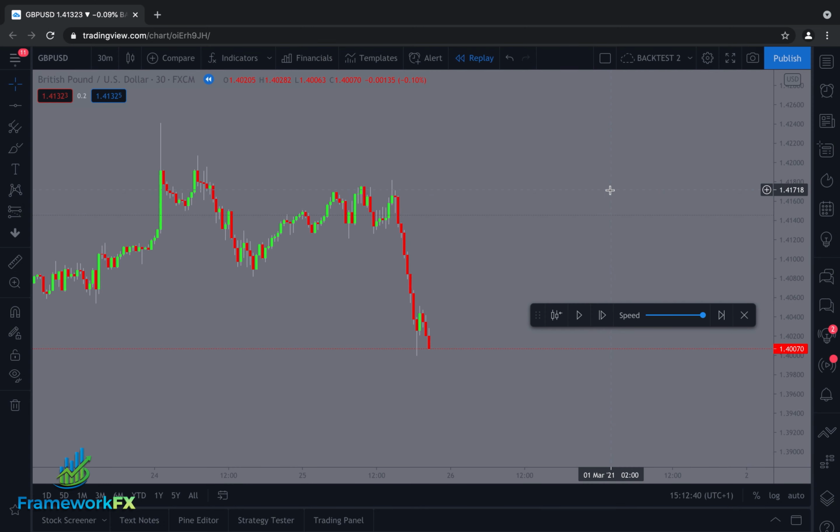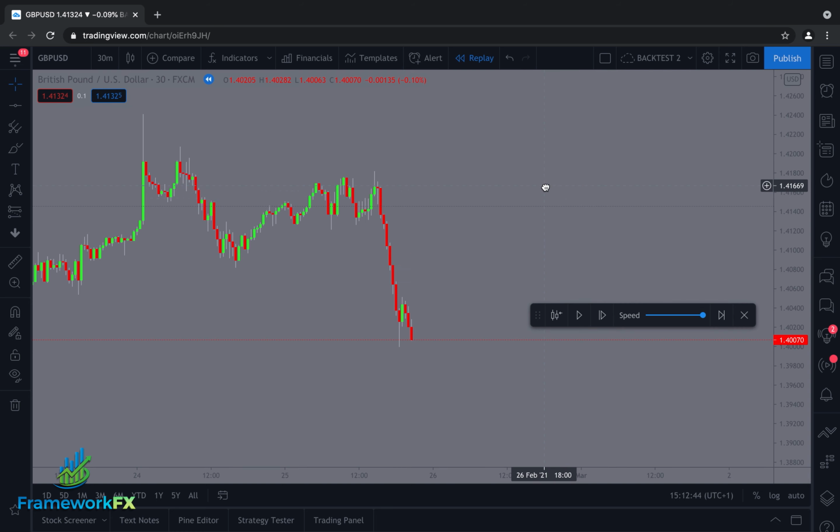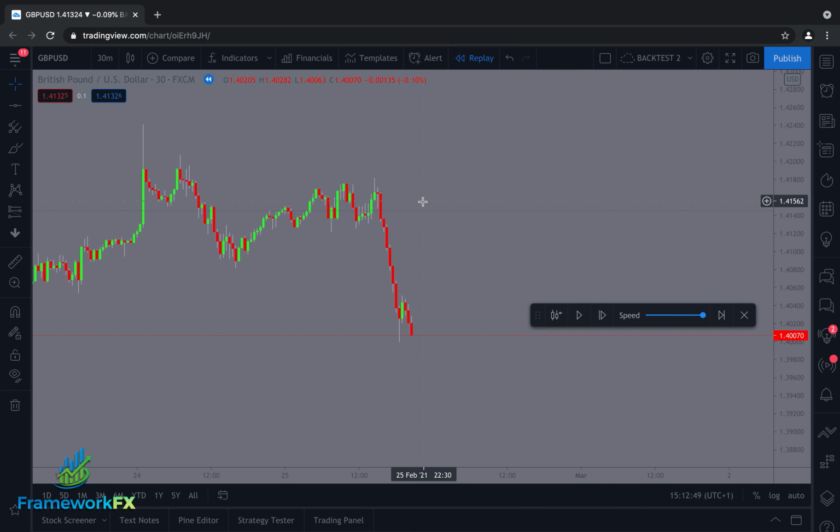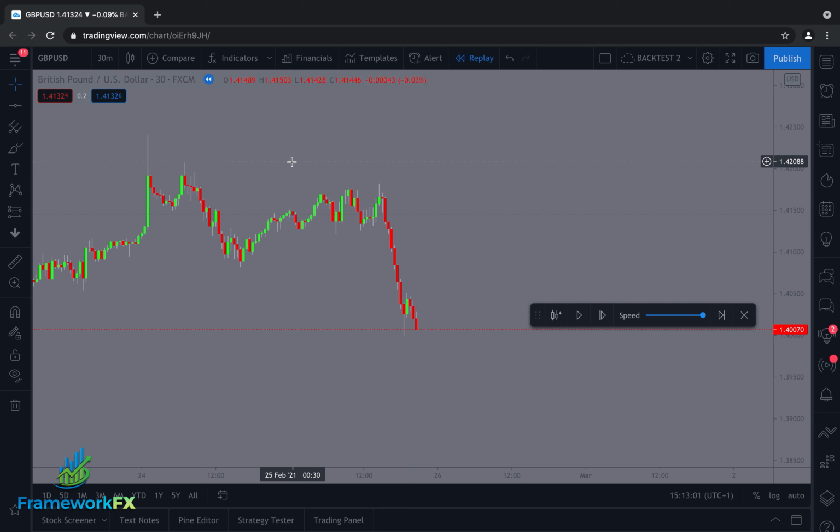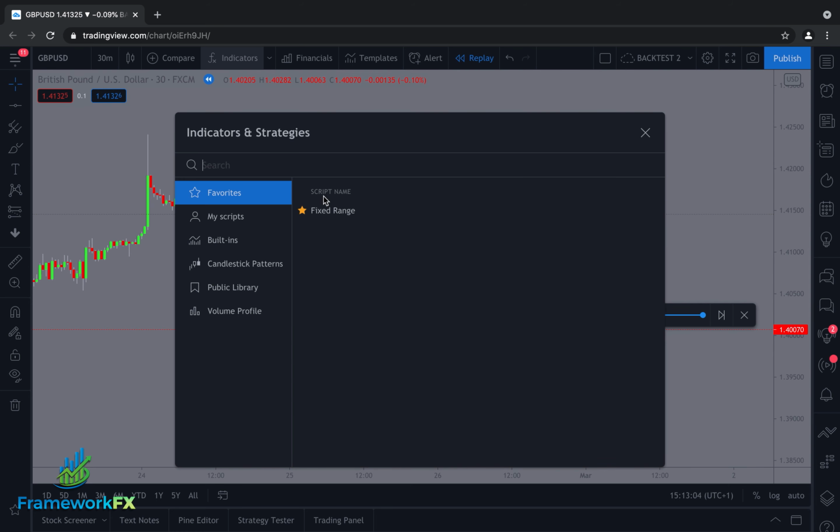Okay, so let's take a look at the strategy that we're going to be using here to backtest. It's the MACD strategy as mentioned before. The first thing to mention is the time frame. We're on a 30-minute time frame, and for the purposes of this example and the backtest, I'll be using the pound dollar. The first thing we need to do is get up our MACD.